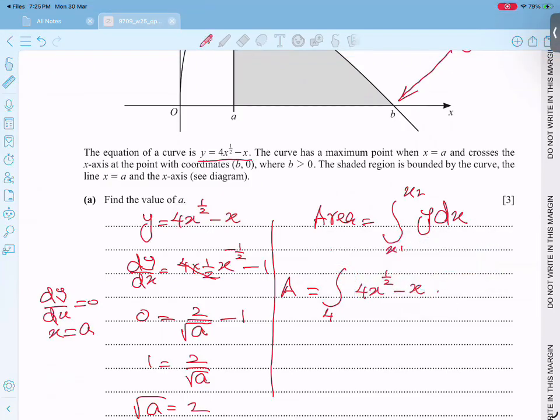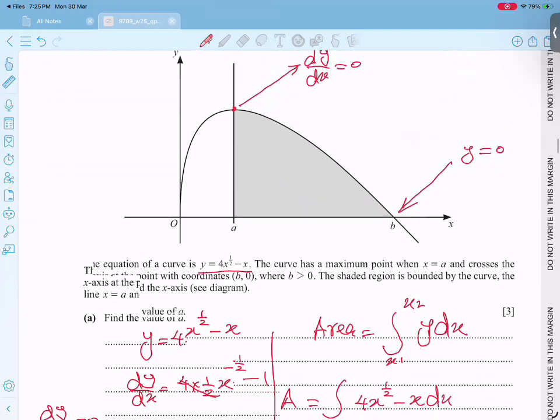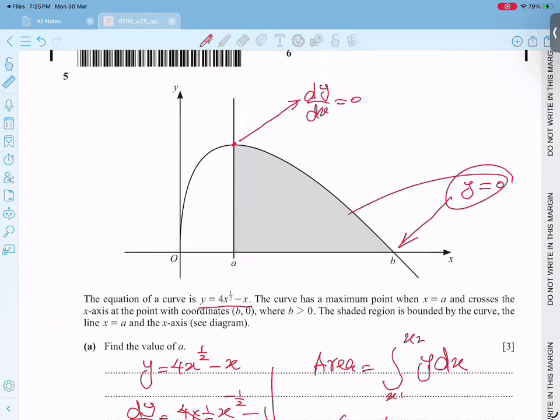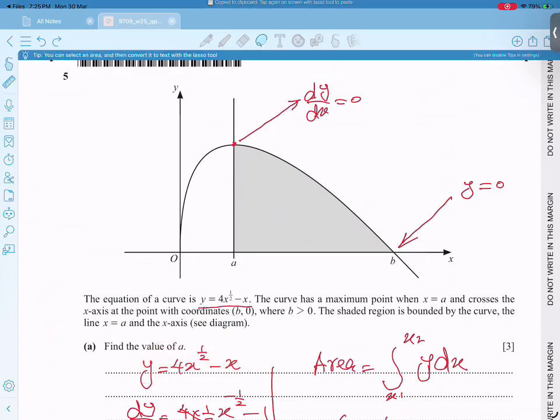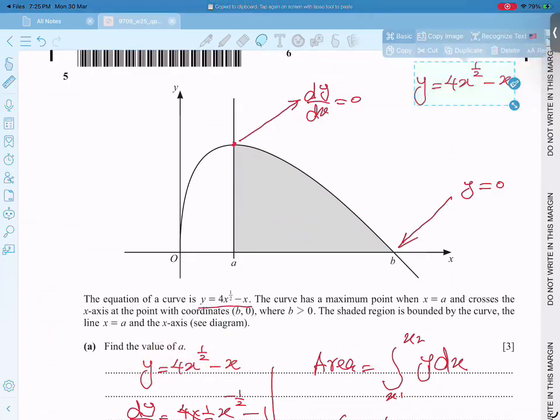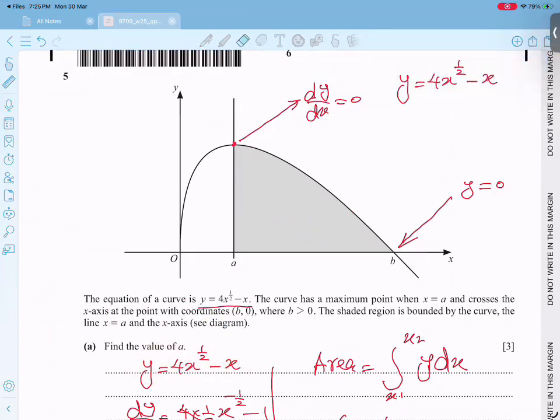The only thing is we don't know the upper limit. For that reason, I will plug in y equals 0 here. So when I copy this complete equation and use it here and plug in y equals 0, 0 is equal to 4x to the power half minus x. I'll bring x on the other side and get this format. Then I have another choice: bring x down and square, or directly square.